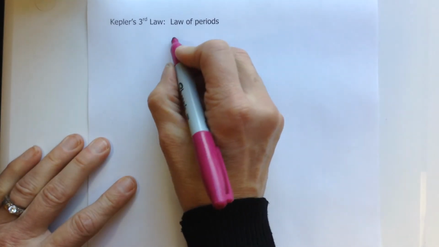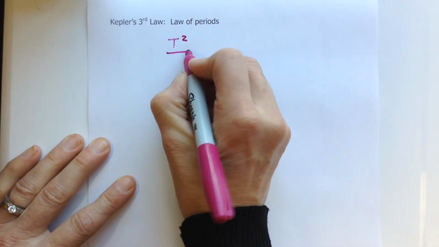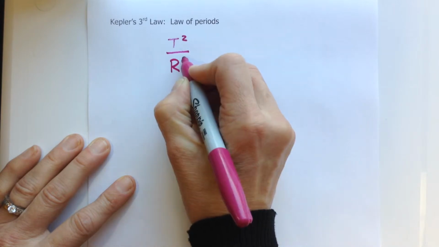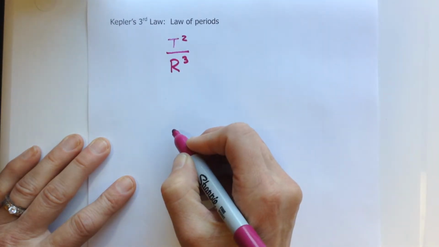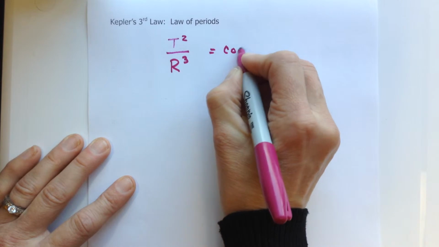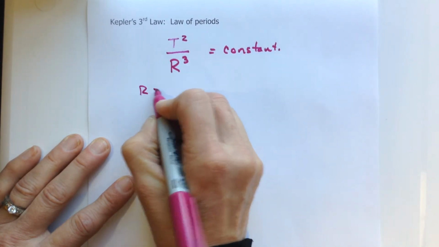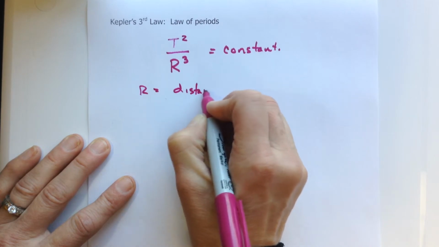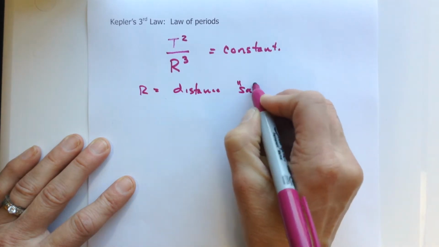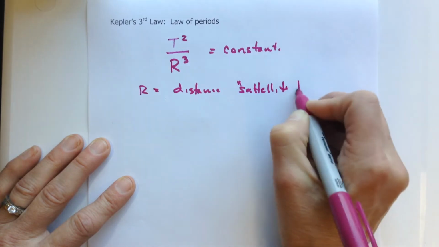All right. Kepler's law of periods is the one that we actually spend a lot of time discussing. We've already kind of derived some of these things just on the worksheets that we've worked on before. But Kepler basically came up with this idea that if I take the ratio of the period squared to the orbital radius cubed, that's going to be equal to a constant. So this, r, is the distance from the satellite to the central body.